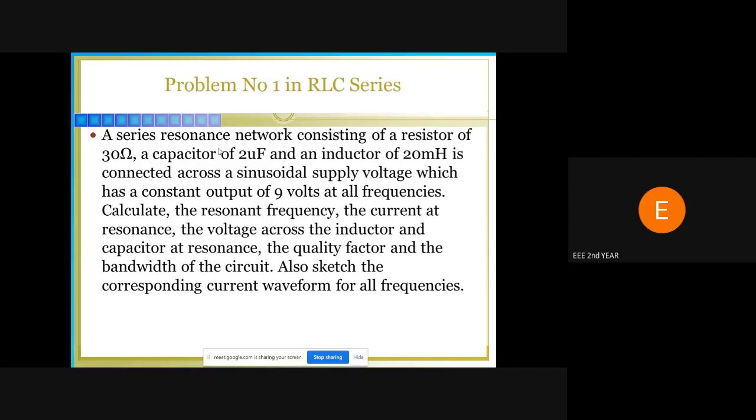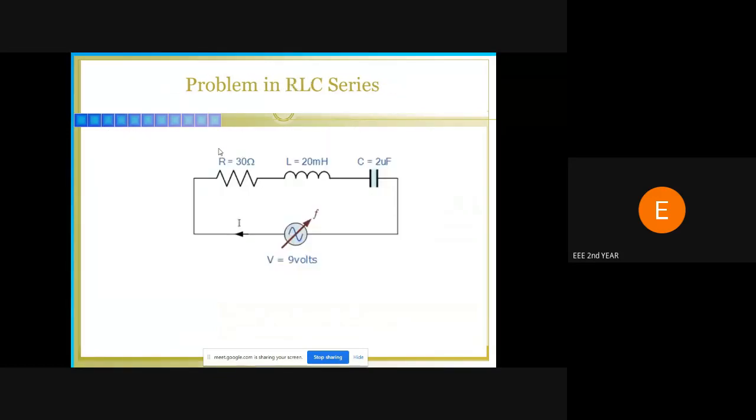Okay, so the problem is given. This is an RLC circuit, in which we have a resistor of 30 ohm, a capacitor of 2 microfarad and an inductor of 20 millihenry. We give an AC input supply, which has a constant output of 9 volt at all frequencies. Calculate the resonant frequency, current at resonance, voltage across the inductor and capacitor at resonance, the quality factor and the bandwidth of the circuit. Also check the current waveform at all frequencies. So this is the circuit, to which we give the input voltage as 9 volt.